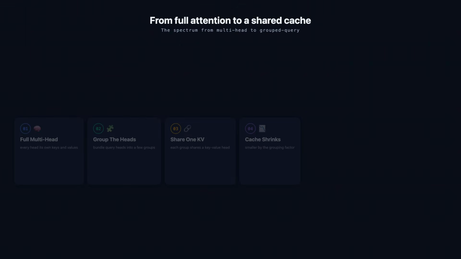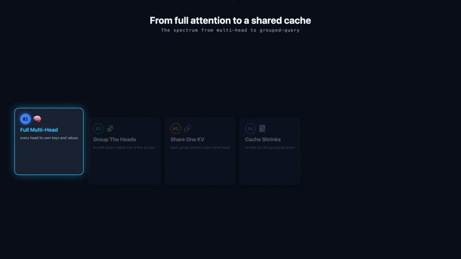So how do we travel from full attention down to a shared cache? Follow the spectrum one step at a time. Start at the far end of the spectrum. Every query head gets its own dedicated keys and values. This is classic multi-head attention, maximum expressiveness, and maximum cache. Nothing is shared here, so nothing is saved.